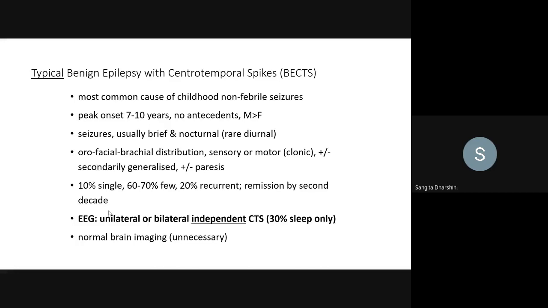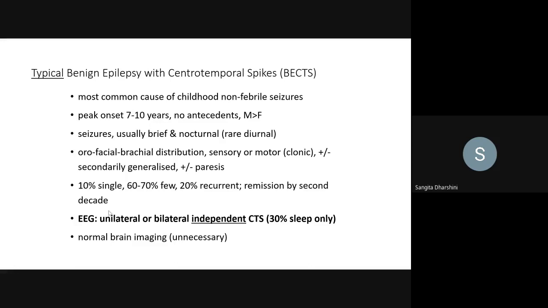The seizures are usually brief, usually occurring in sleep. But of course, some children can have seizures even during the day, in the awake state. They are usually awakened by a throaty, gurgly, choky noise in sleep because of the orofacial-brachial distribution. You can get hemiclonic, one-sided seizures, and even sensory seizures. Sometimes these seizures generalize to the opposite side, and by the time the parents see it, they think it's a generalized seizure. But essentially, it's a focal onset seizure.